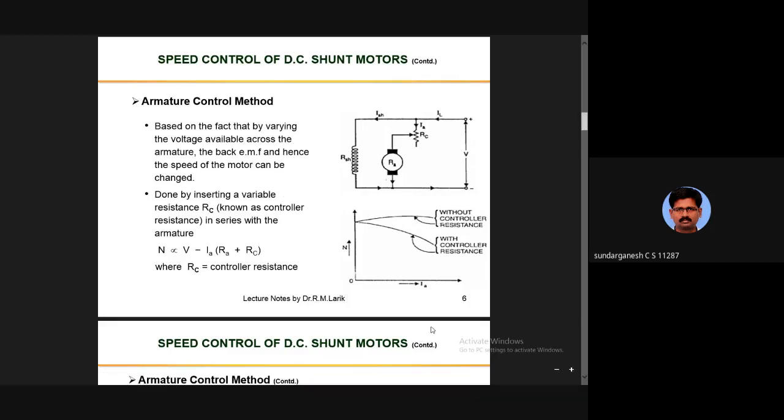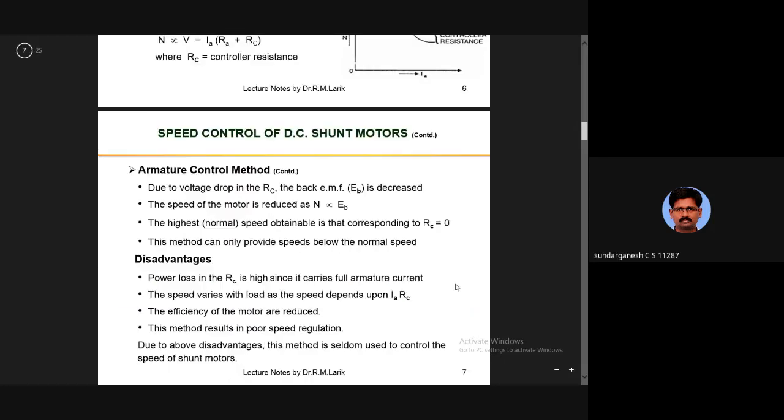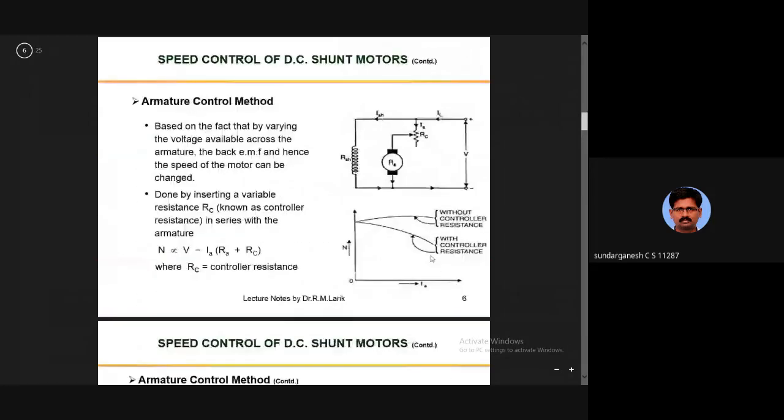This is the graph between the speed and the armature current. If we are not giving any resistance, without controller resistance, the speed will be higher. If we are giving a controller resistance, the speed will be lower. I will tell you how it works. I am putting this variable slider at the top, so there will be no resistance Rc. I am keeping the holder here, so no resistance is added to the armature.